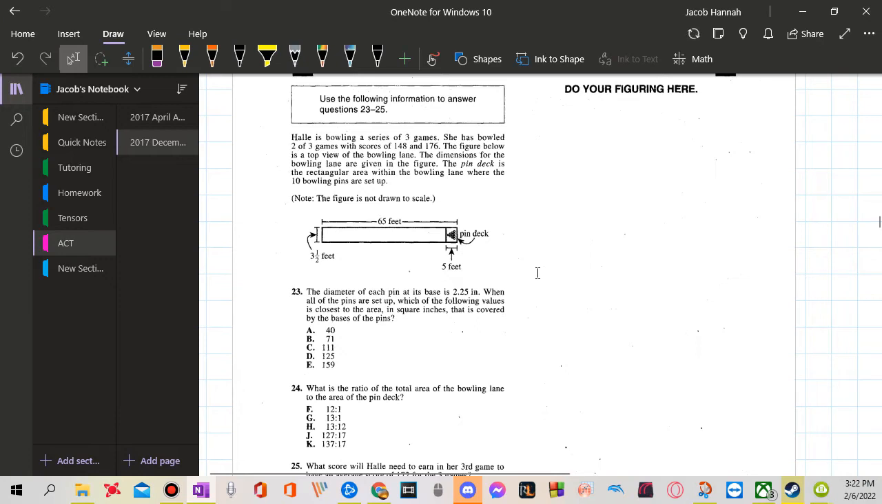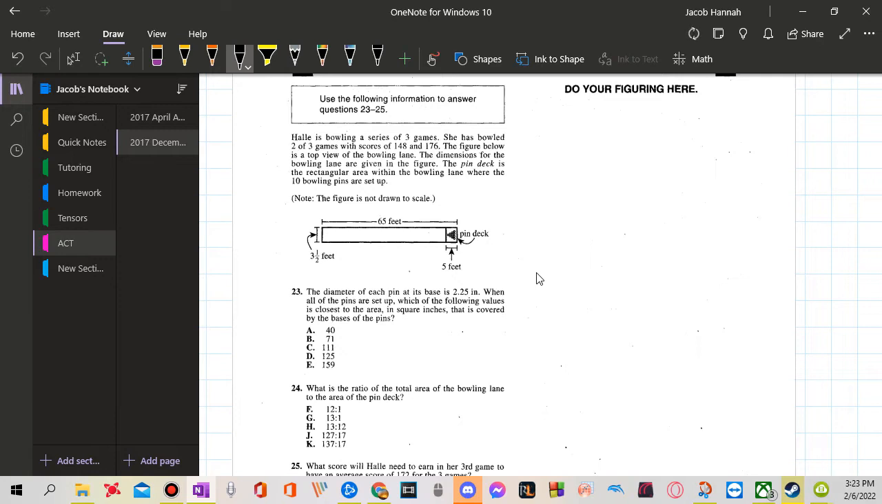Haley is bowling a series of 3 games. She has bowled 2 of 3 games with scores of 148, 176. The figure below is a top view of the bowling lane. The dimensions for the bowling lane are given in the figure. The pin deck is the rectangular area within the bowling lane where the 10 bowling pins are set up. Alright. So, figure's not drawn to scale. The diameter of each pin at the base is 2.25 inches. When all the pins are set up, which of the following values is closest to the area? Alrighty.